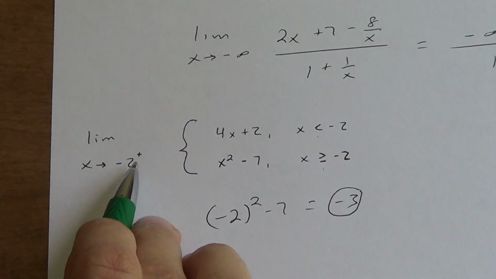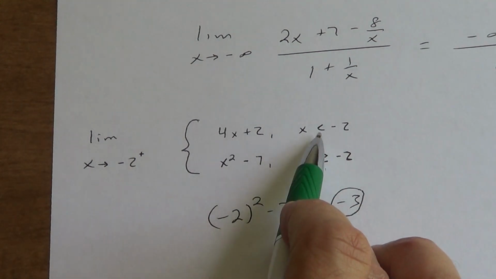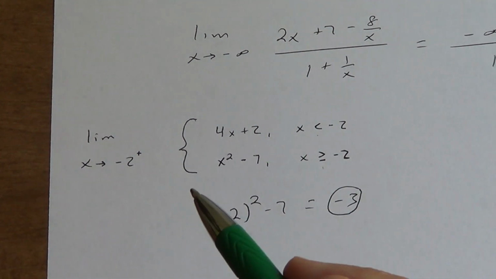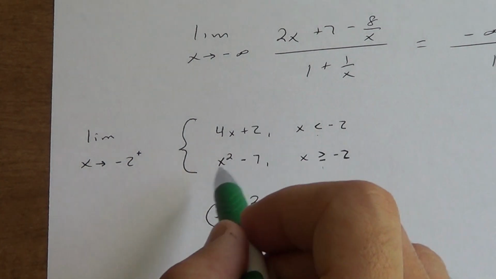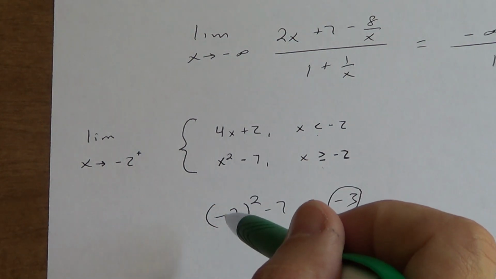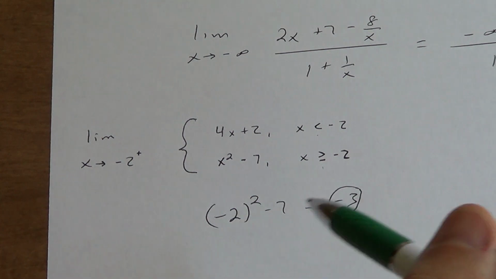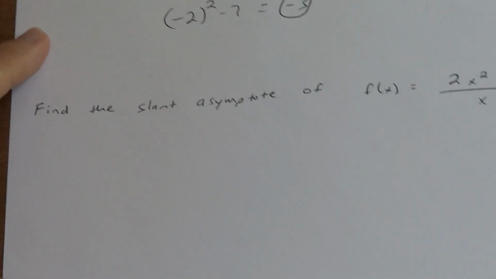Now, if it did not give a direction here, we would evaluate both limits, the limit from the left and the limit from the right, and if they are different, we would not have an answer. In this case, they were different. We had negative 6 and negative 3. If they are the same, then you can have a limit. If they're not the same and they don't give you a direction, you cannot. Okay, and then finally, last one.